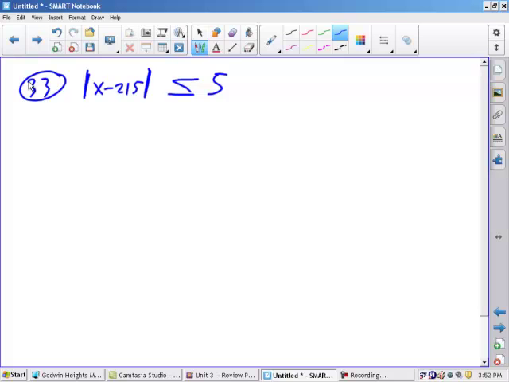So now what I need to do is go ahead again and split it up into my two-sided inequality. And so what I do is I then have x minus 215, and this is one where it means it's less than 5 units away on the number line. So this is where you leave your less than or equal to 5 on the right-hand side, but you also make sure that it's greater than or equal to negative 5 on the left side. So now what I need to do is go ahead and add 215 to both sides.